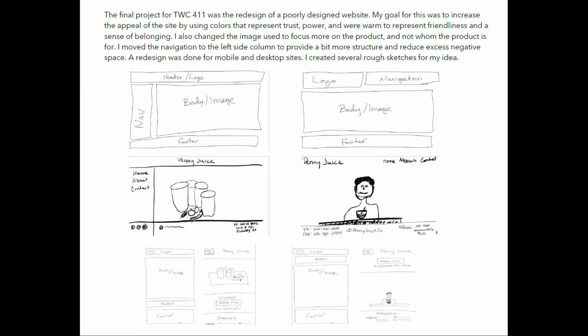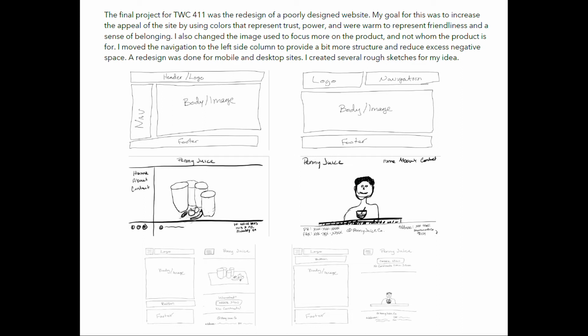Finally, we had the project for the redesign of a poorly designed website. My goal on this was to increase the appeal of the site, utilizing colors representing trust, power, warm feeling to represent friendliness, a sense of belonging. The company's website that I chose sells juice products for daycares. So I wanted to focus on the product that they sell and not the fact that they sell the product to daycares. I also made some adjustments to the navigation.